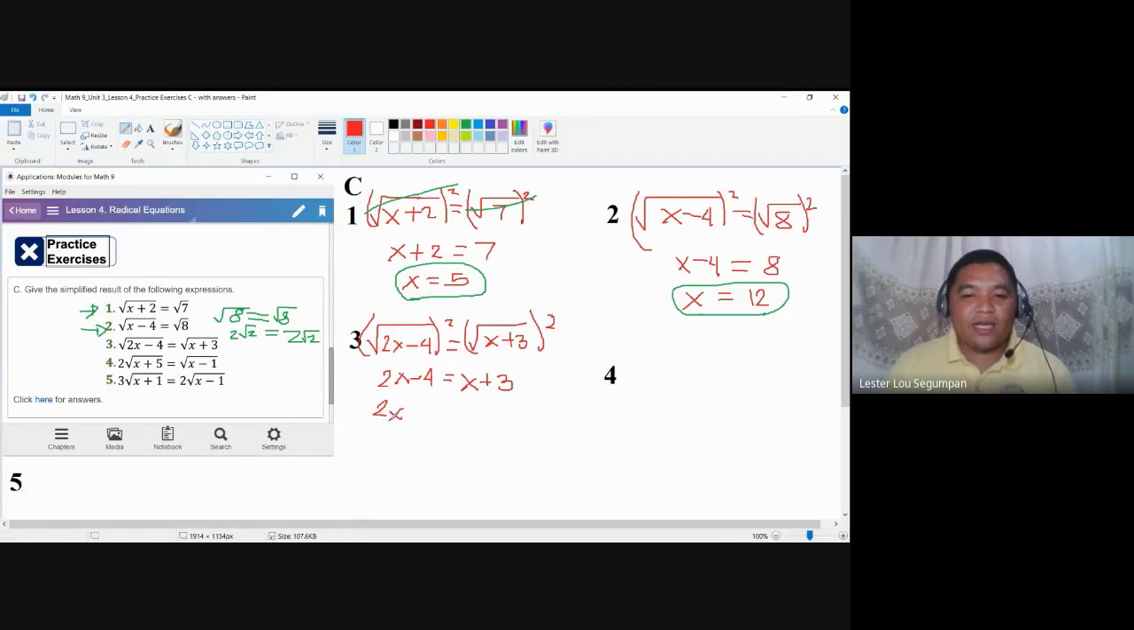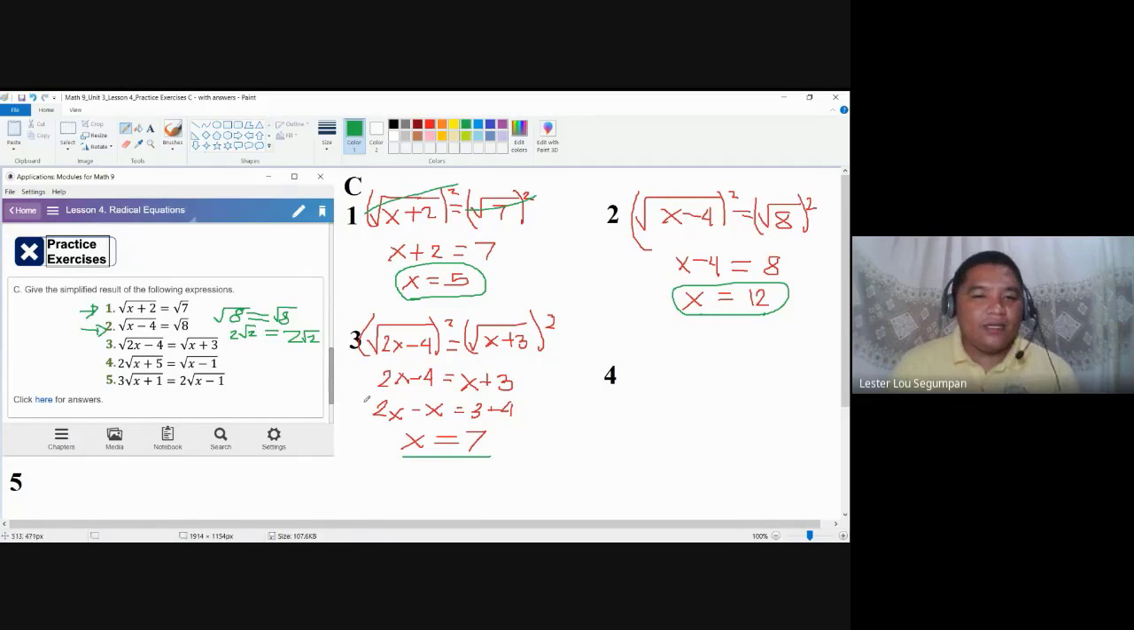So you may say 2x minus x, so that you can remove the x value here. Then we have 3 plus 4, so you have x is equal to 7. Again, we subtracted both sides by x, so we removed the x here. And then we added both sides by 4, so we removed this one, but we added the other side by 4. So the value for x is 7.